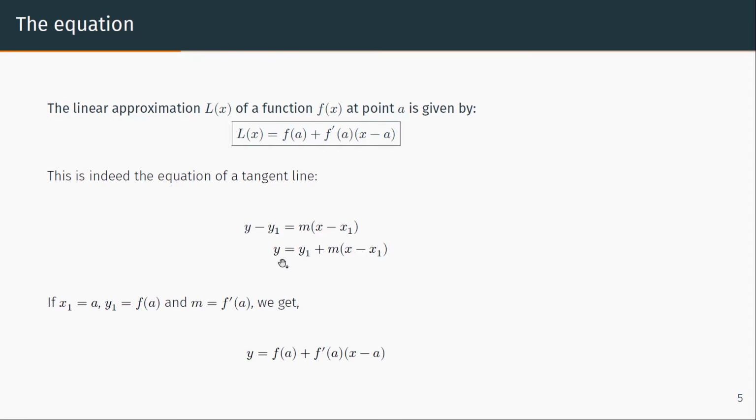Now if you replace x1 comma y1 by the point a comma f of a, because this straight line is passing through the point A, and the slope m can be replaced by f prime a. So this is what we get, and this is indeed the equation of the linear approximation of the function f of x at point A.